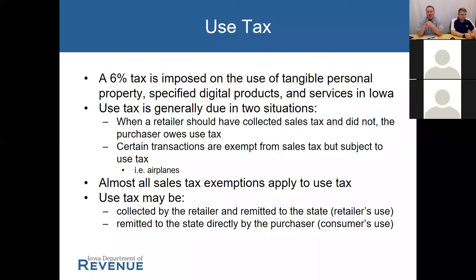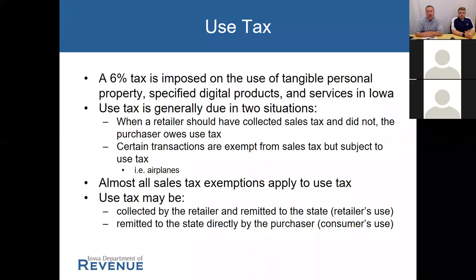But use tax, this is something that can be collected by the retailer and remitted to the state. This is called the retailer's use tax. Again, we went through some examples on that. This is for out-of-state businesses that do not meet the economic nexus threshold.